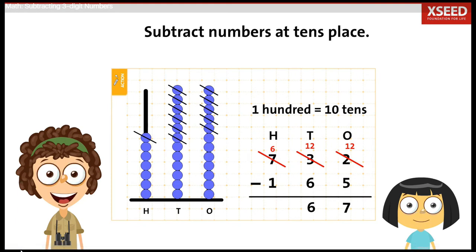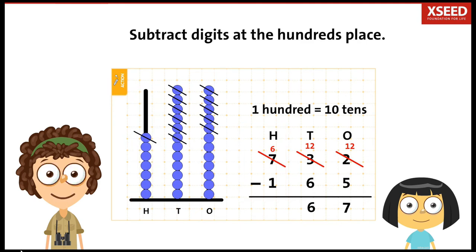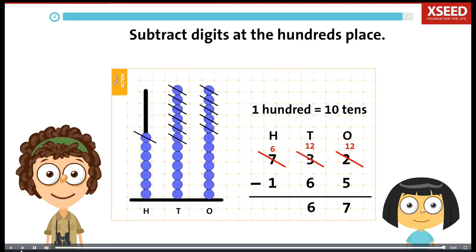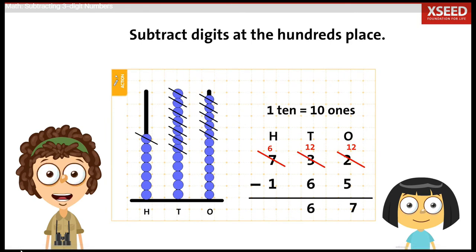Excellent, Mia. Now, subtract digits at the hundreds place. Mia, what did you get on subtracting digits at the hundreds place? I got 500s on subtracting digits at the hundreds place. Good, Mia. The difference between 732 and 165 is 567.